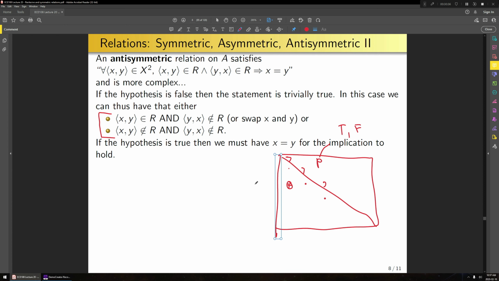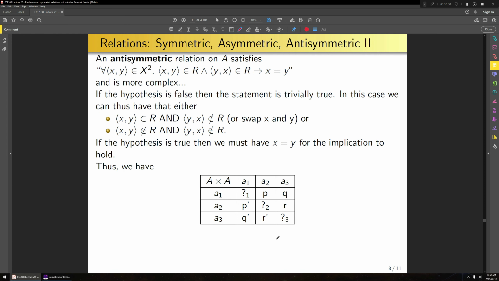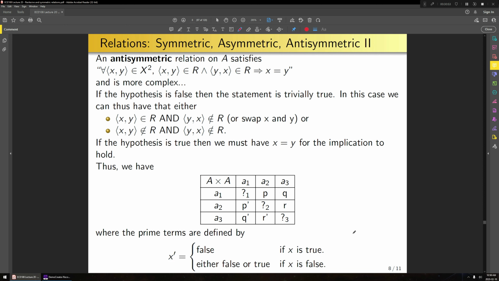So here we get a complicated thing where I put primes. Question marks on the diagonal could be true or false, doesn't break anything. If P is true, then this thing has to be false. If P is false, this could be true or false. So we need a way to encapsulate that information, and the way we do it is with this prime term, and we say, X prime is false if X is true, and it's either false or true if X is false. So that's the messiness that is anti-symmetry, but it's required to play nice with reflexivity.